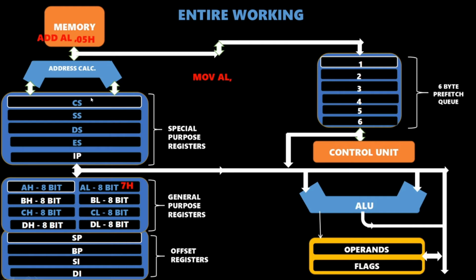The BIU has this series of segment registers and offset registers. The segment register will give the segment address and the offset register will give the offset address to our address generation circuit. Inside our address generation circuit, the physical address of this location will be calculated and sent to the memory. Now after this instruction is fetched from the memory, where will it go? It will go to our prefetch queue.